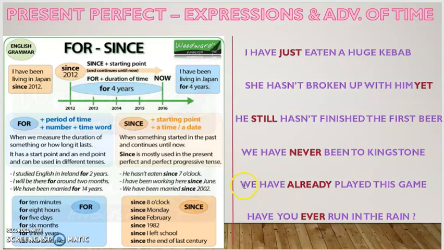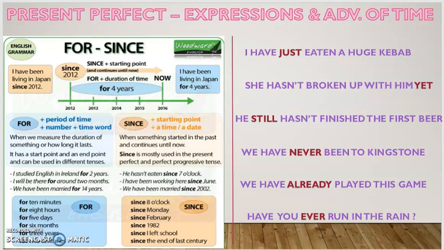So also we can say we have already played this game. We use already after the auxiliary have and before the verb in participle past. Okay, ya hemos jugado este juego. And finally we use ever. Remember that ever is siempre, but in this case we use it to refer alguna vez. So, ¿alguna vez has corrido en la lluvia o bajo la lluvia? Have you ever run in rain? Okay, so we use it in that way.